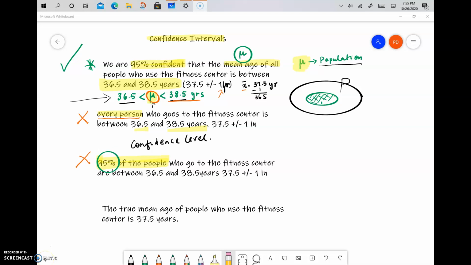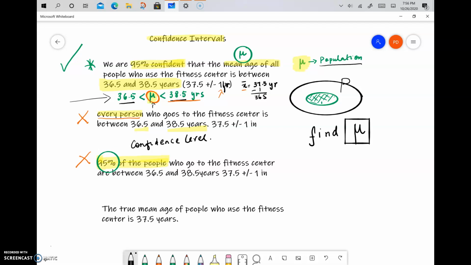Suppose the question says, find the mean age of all people who visit a particular fitness center. The question really is saying, find mu. Remember, mu is the population mean. Mu is a symbol that is used for the population mean, the mean of everyone who visits the fitness center.